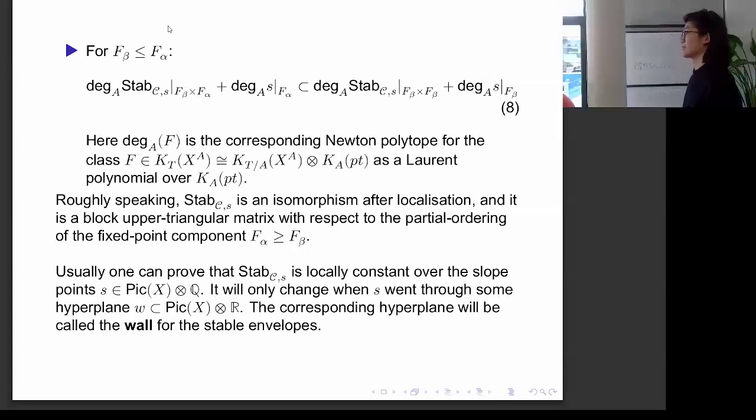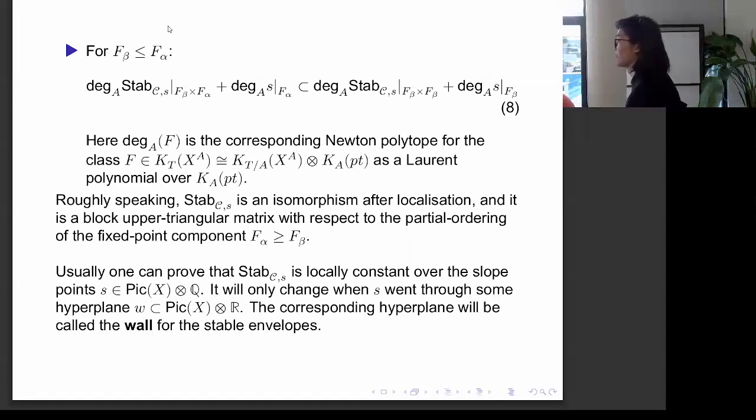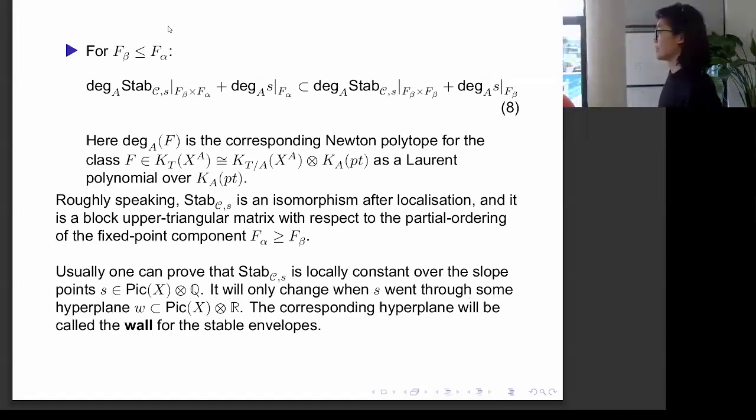If you have a Laurent polynomial over some variables, you can associate a Newton polytope, corresponding to whether the coefficients should be 0 or not, as the corresponding space of degrees for these Laurent polynomials. And so, roughly speaking, the stable envelope is an isomorphism of the localization, and it is a block upper triangular matrix with respect to the partial ordering of the fixed point components.